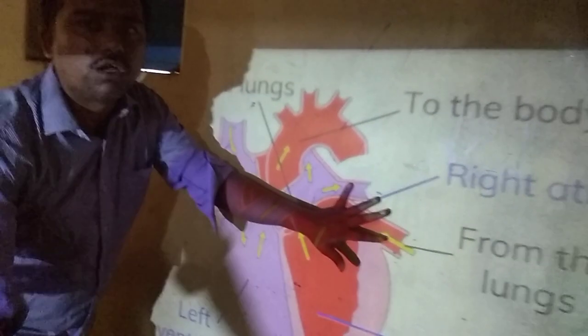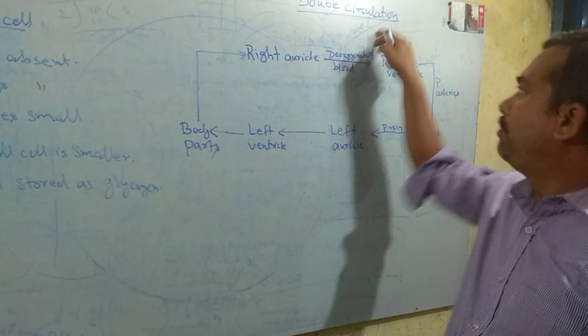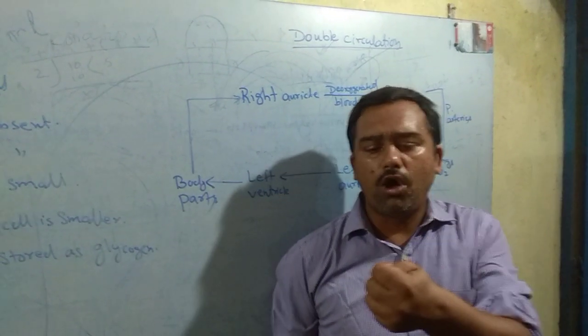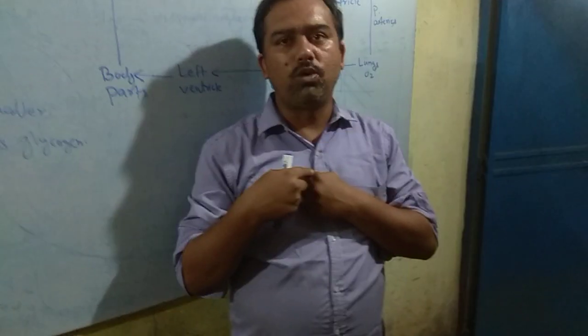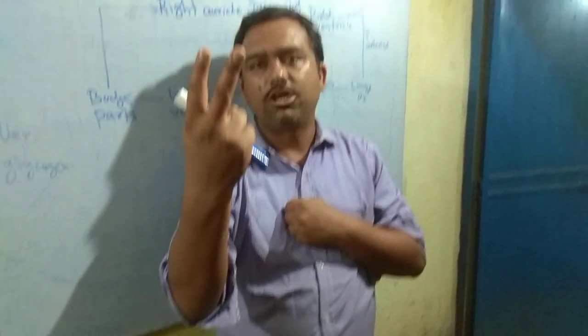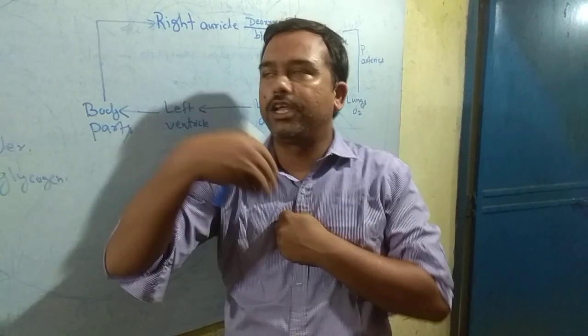Now we will read about the double circulation. Why is the human heart said to have double circulation? Because blood reaches the heart twice, one oxygenated blood and another deoxygenated blood. So it is said to be double circulation. In this part we will read how the blood flow takes place.